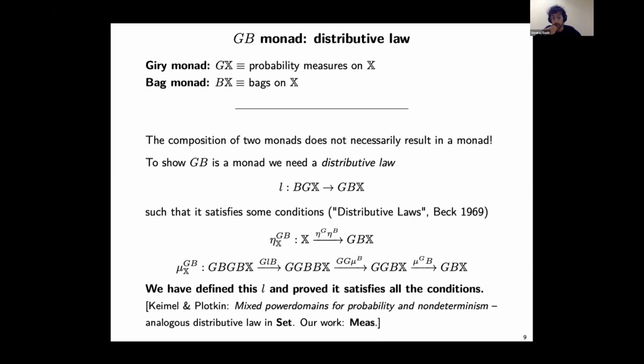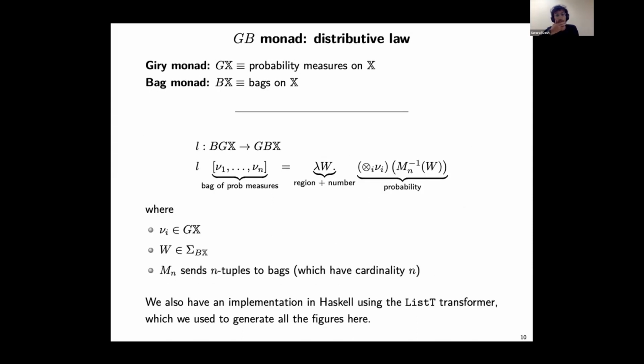That was most of our work. Keimel and Plotkin have shown such a distributive law to hold in the category of sets. In our work, we extend this to the category of measurable spaces, which makes it a little more involved. So for completeness, here's our distributive law.